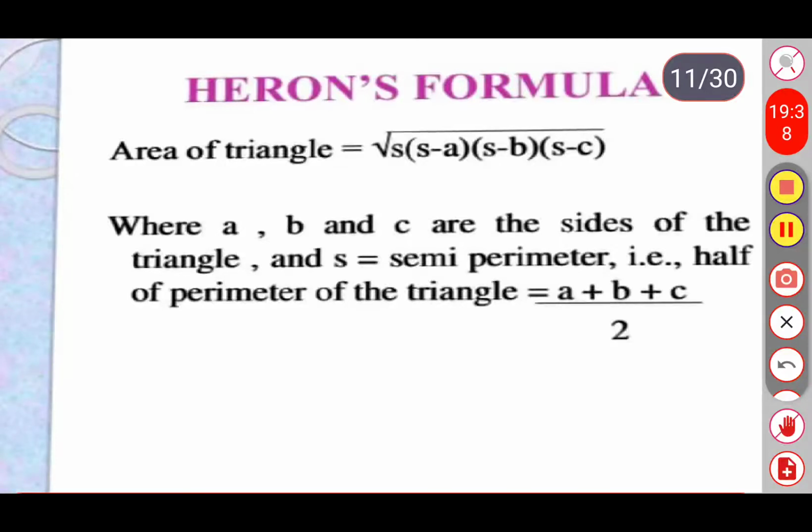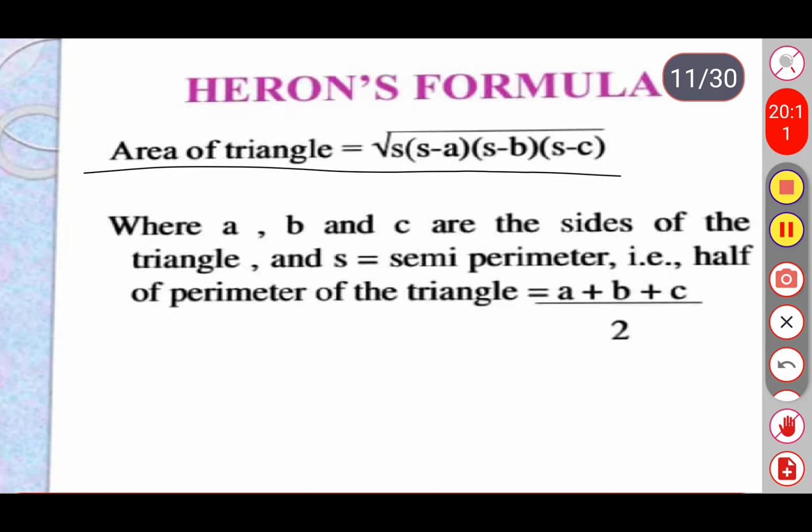Area of triangle is equal to square root of s into s minus a into s minus b into s minus c. What do you mean by s here? S is the semi-perimeter of the triangle. So area of triangle is equal to square root of s into s minus a into s minus b into s minus c. In that, s is equal to the semi-perimeter of the triangle.